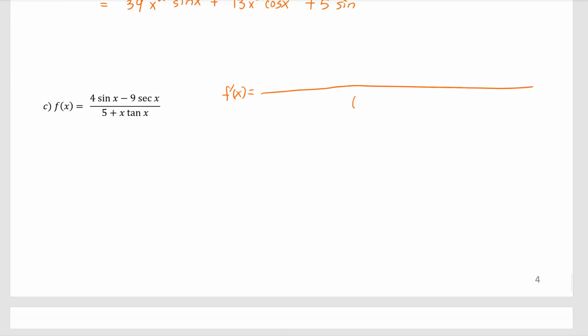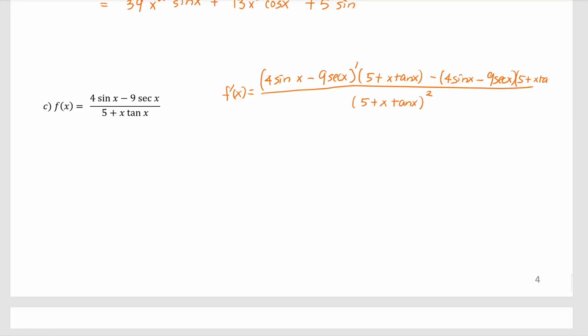So we have the bottom is the bottom guy squared. The top, then we have the top guy prime. Don't forget the parentheses. Times the bottom guy, minus the top guy, times the bottom guy prime.